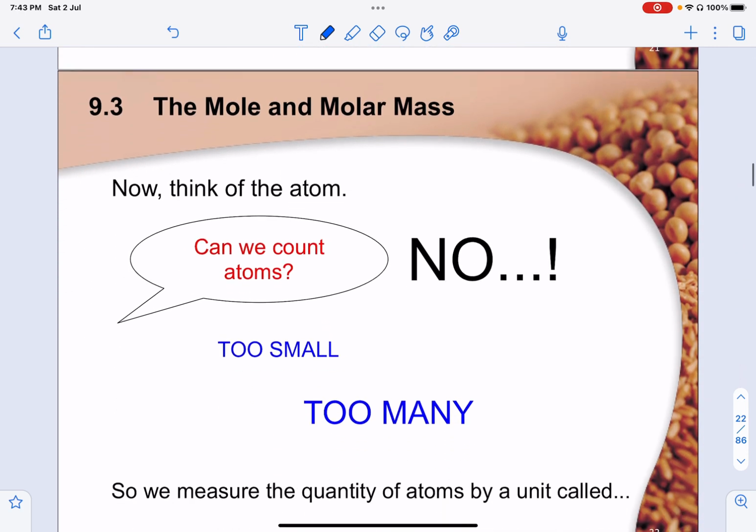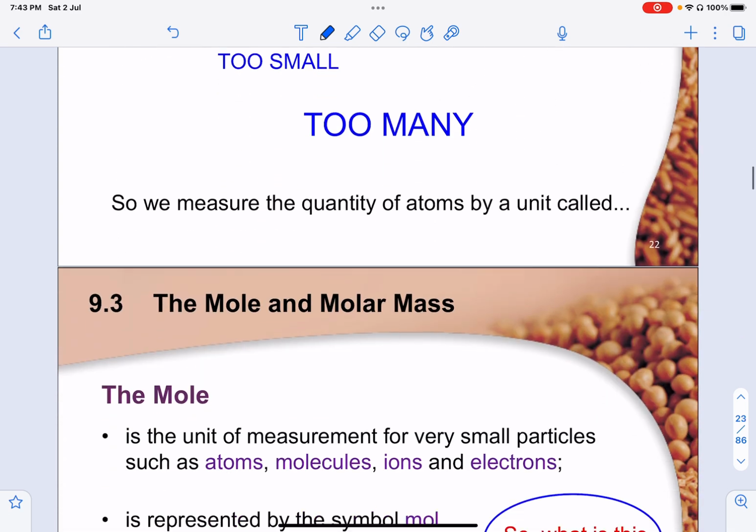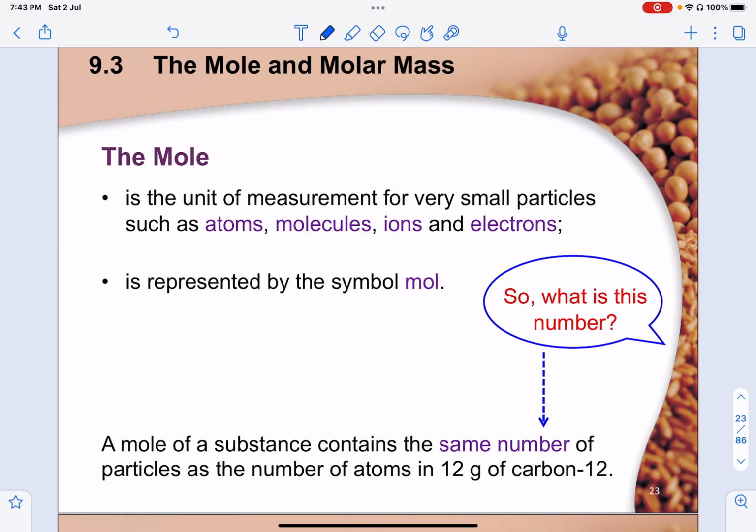However, atoms are too small to count physically, so other than using mass, we can use a rough estimate called the mole. The mole is basically a unit of measurement, just like cm for length. It is a unit of measurement for very small particles, such as atoms, molecules, ions, and even electrons. This is generally represented by the symbol mol. Take note that a mole of a substance contains the same number of particles as the number of particles in 12 grams of carbon 12.